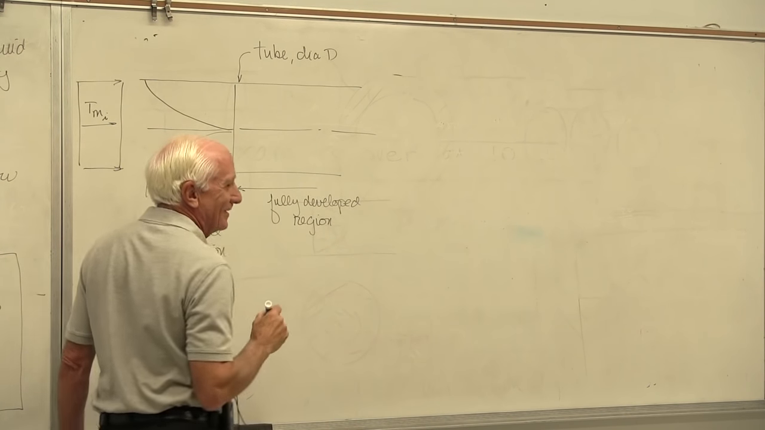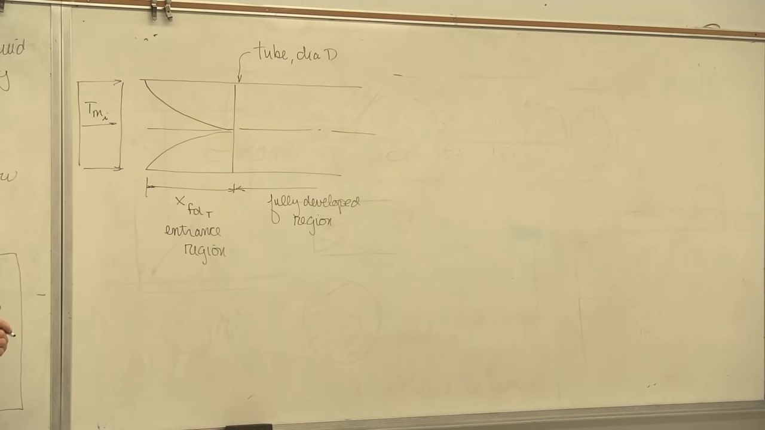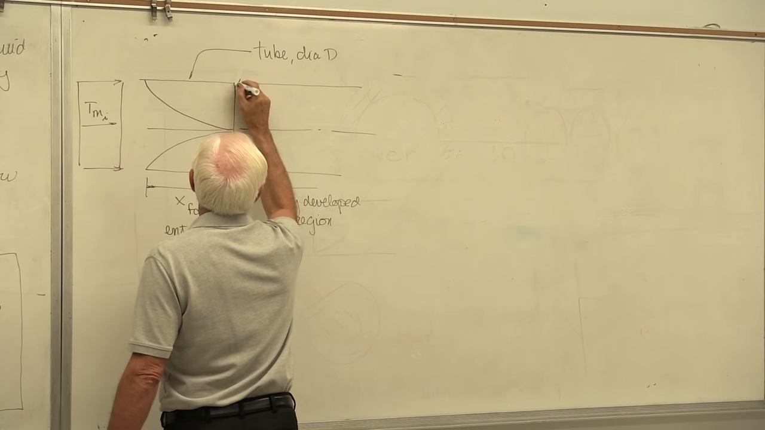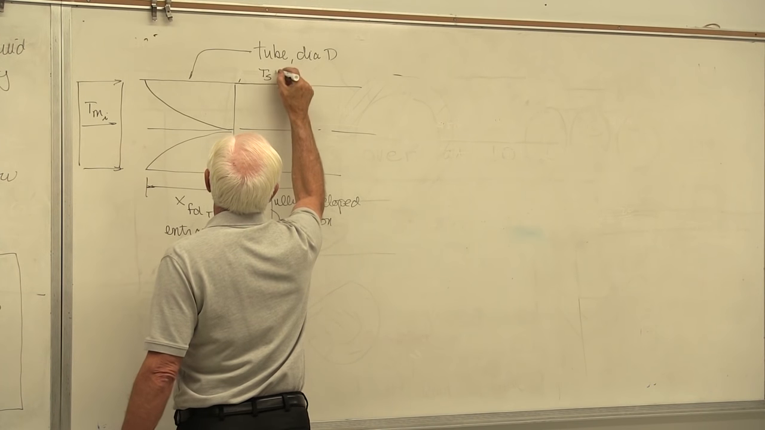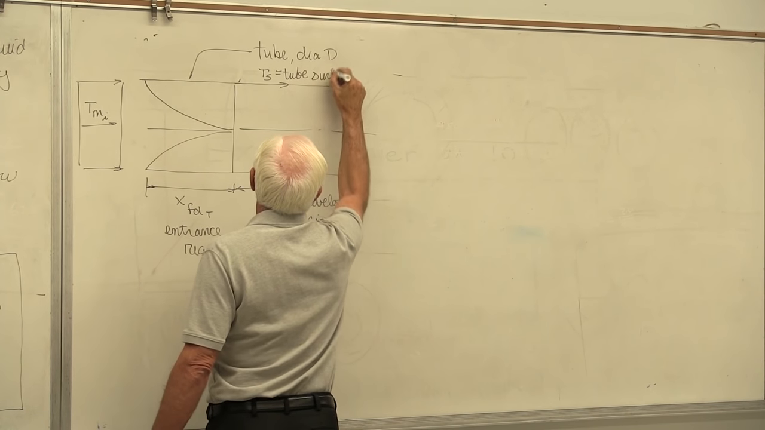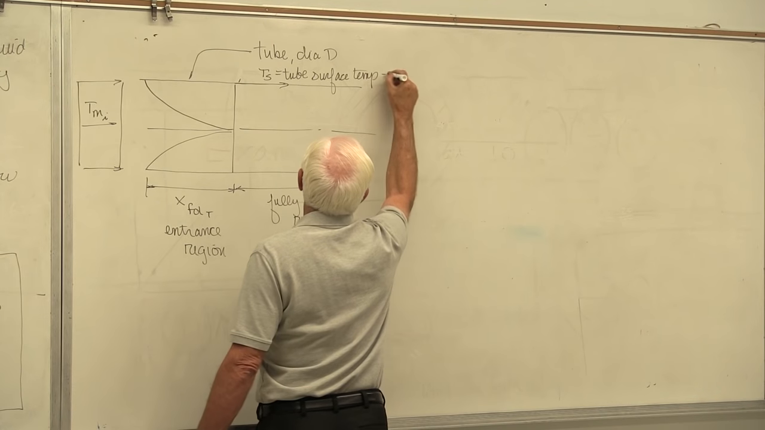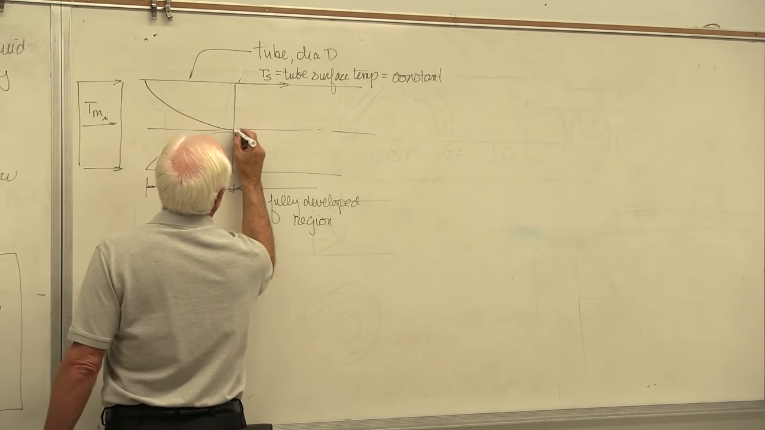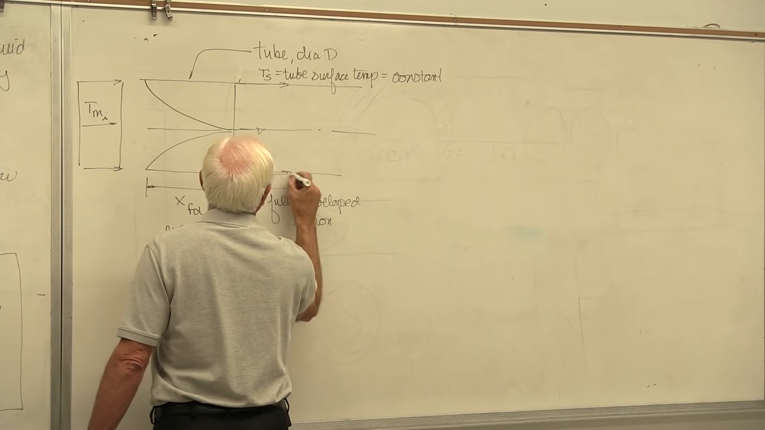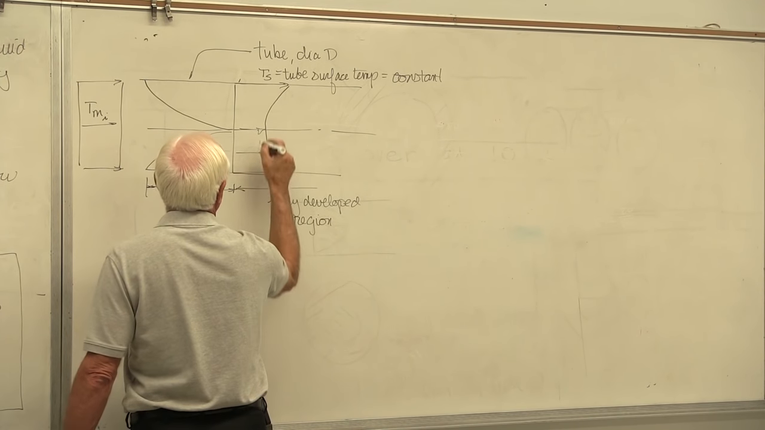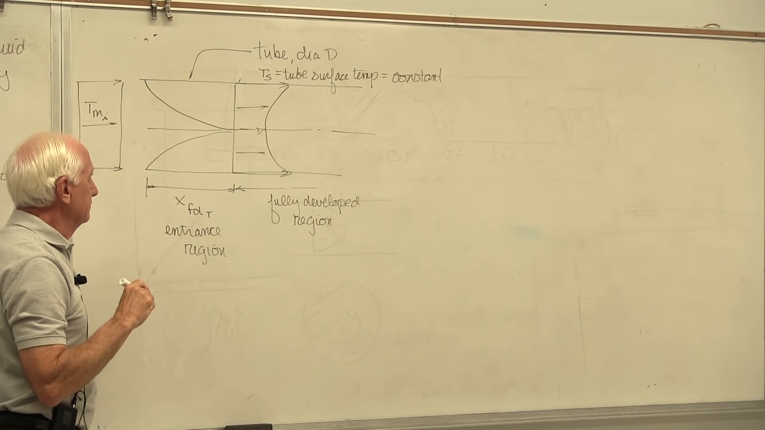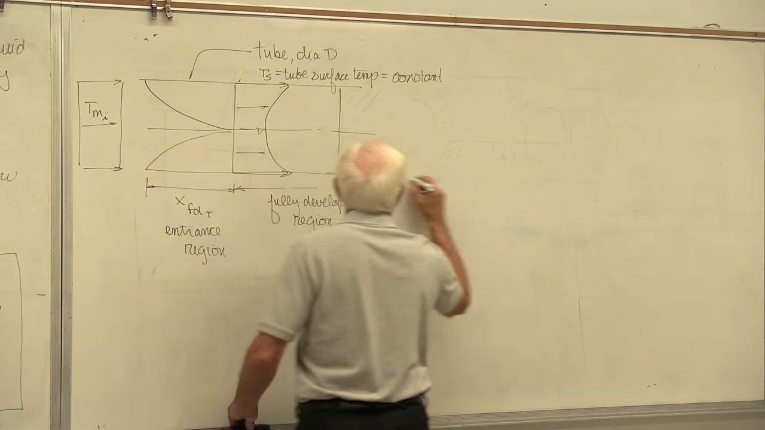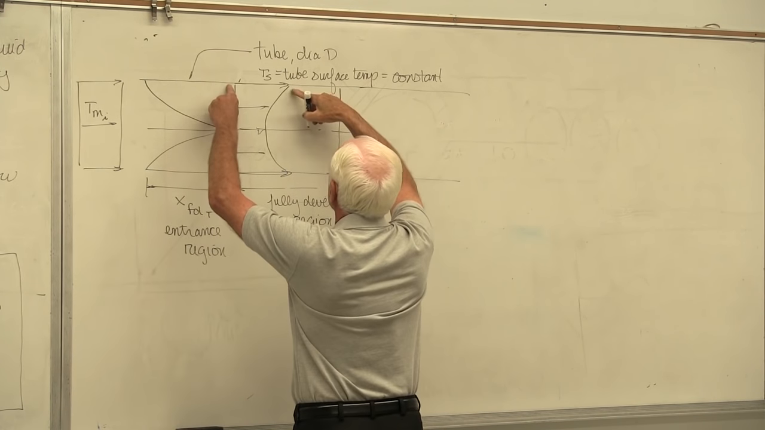Okay, now there's different conditions with the temperature. Let's draw a profile here where the tube surface temperature is constant. This is T_S, tube surface temperature. And we'll call that constant. Let's say the fluid that comes in is cooler, a colder fluid. You're heating the fluid. So here's the temperature profile. Looks like that. You go down a ways. The tube surface temperature is a constant.